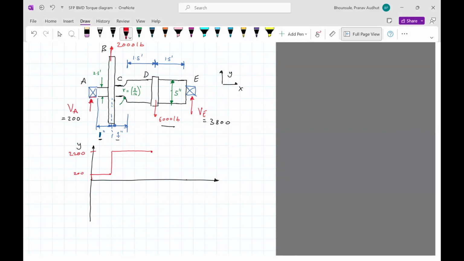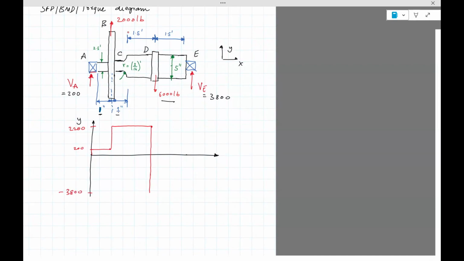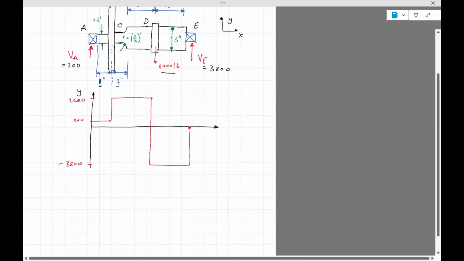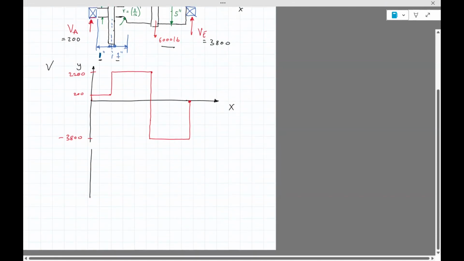That will go down to minus 3800. And then we stay at minus 3800 till we reach E, in which case it goes back to 0 because it's 3800 upwards. Okay, so that is our shear force diagram. Okay, let's draw the bending moment diagram.